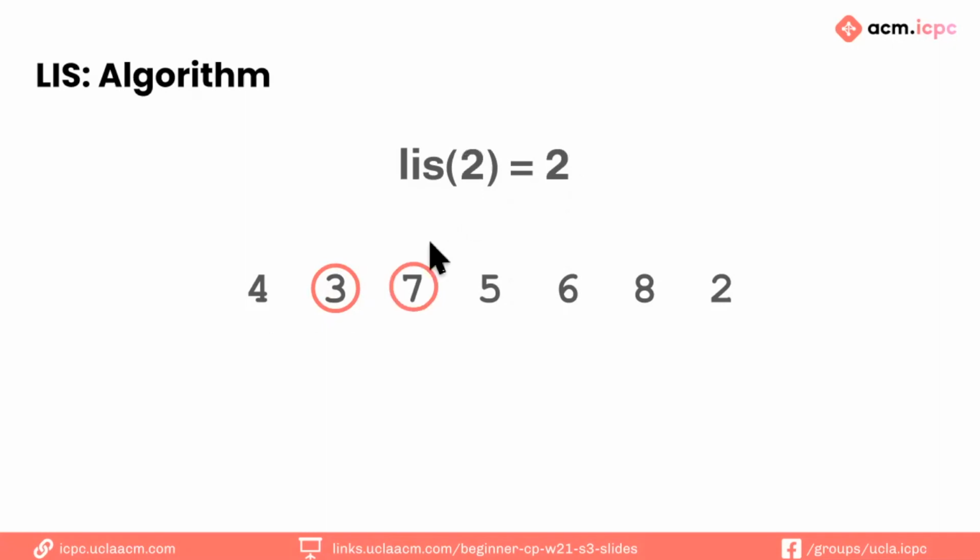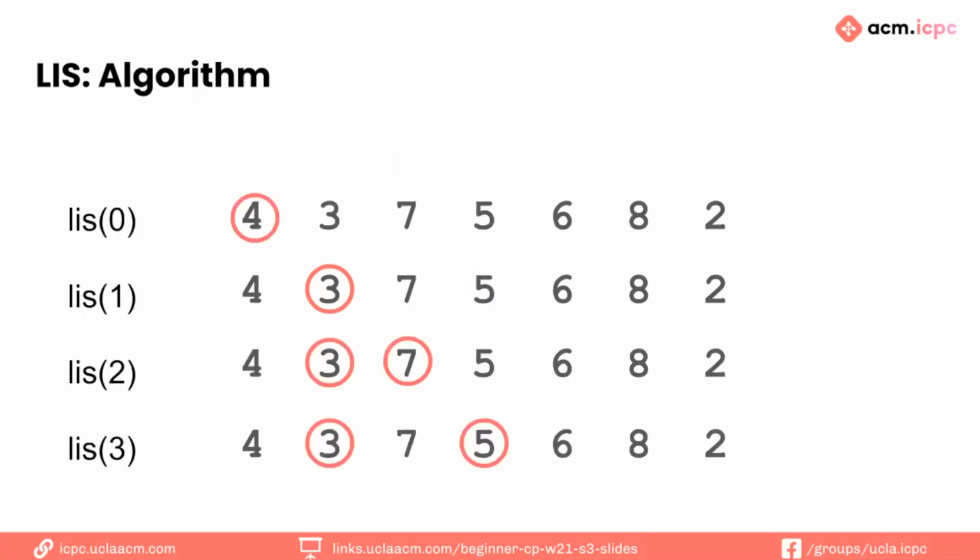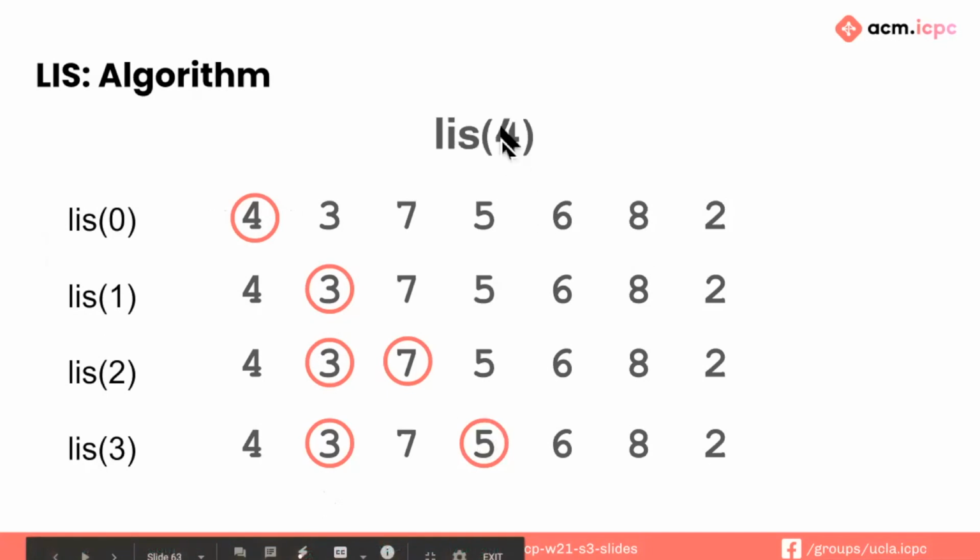But LIS of 2, the one that ends in 7, is 3 and then 7. And LIS of 3 is 2 also. It's 3 and then 5. It could also be 4 and then 5, but either way, the result is 2. So that gets you to this point where we've seen these 4 cases, and from here, we want to figure out, given that LIS of 0 is 1, it's just this 4, given that LIS of 1 is 1 of just 3, we have the 3 and the 7 and the 3 and the 5, how do you get from there to LIS of 4.